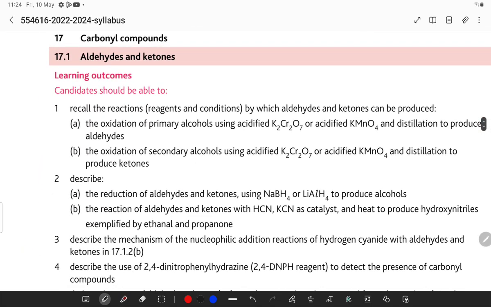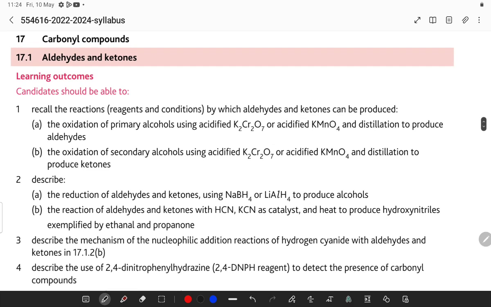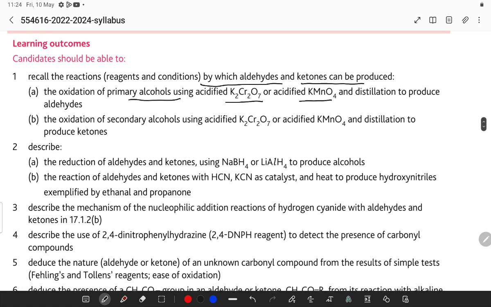Next is the carbonyl compounds. Aldehyde: recall the reaction reagents and conditions by which aldehydes and ketones can be produced. We have earlier discussed how aldehydes and ketones are produced. Oxidation of primary alcohol using acidified potassium dichromate or acidified potassium manganate, and distillation, produces aldehyde. If distilled, we get aldehyde. If not distilled, it changes into carboxylic acid.